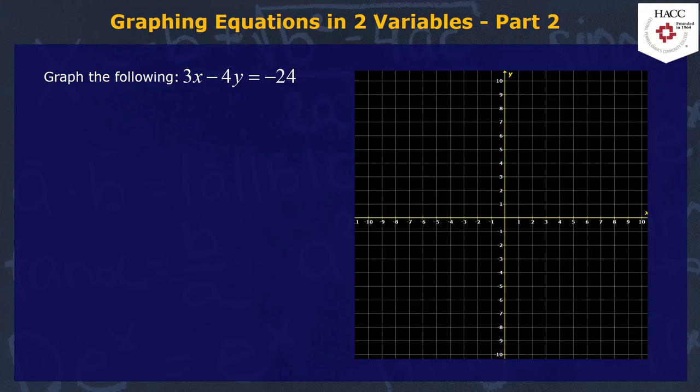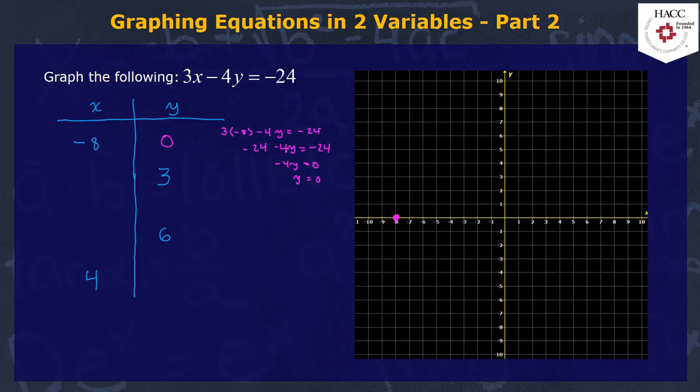Again, just to show it, I did it a little differently. I started a table here, and I picked some x values and some y values to see if I could calculate them. For instance, for the -8, I plugged -8 into the equation for x and worked it out to get that y equaled 0. For the next one, I went to the equation and replaced the y with a 3.